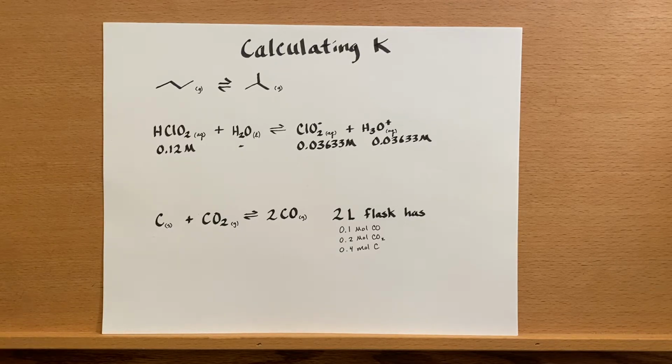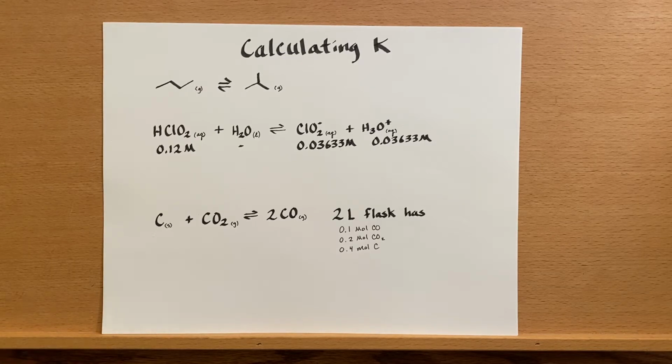Calculating the equilibrium constant K. So, in order to calculate the equilibrium constant K, we'll need to know a few things. One, we'll have to have a balanced chemical reaction, so then we can write the equilibrium constant expression. And two, we'll need to know the concentrations of each of the relevant species at equilibrium.